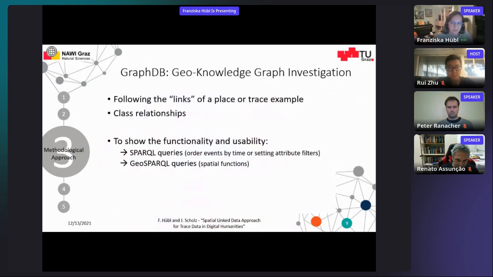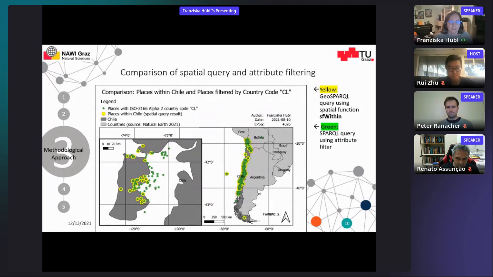By now merging all separate graphs, including the test data and ontology extensions, an overall geo-knowledge graph results. One option to investigate the graph is to use GraphDB, just by clicking through the linked triples and checking the class relationships. But to show the functionality of the graph, spatial functions, as well as filtering the graph via attributes and also querying time, are tested here. So this is just a small example. Here the results of two queries are shown. The spatial query uses the function sfWithin, so it's a geospatial query. It uses the country geometry of Chile to select all points within the country lines.